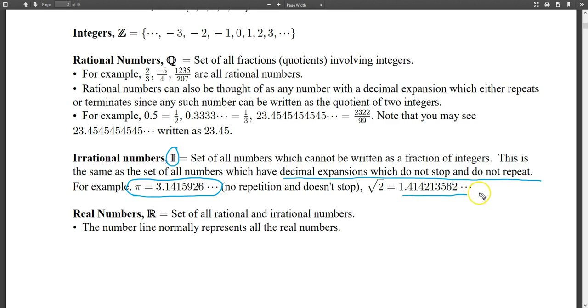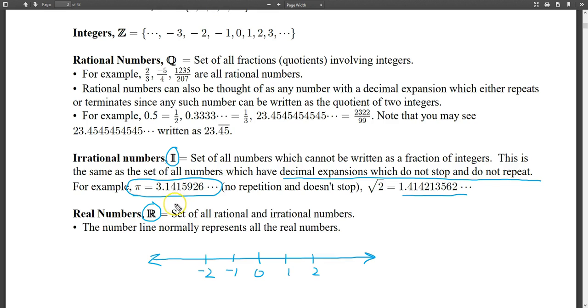Never stops, never repeats. Then we define the real numbers, denoted by R, to be the set of all rational and irrational numbers lumped together. Now normally when we draw a number line, like when you see somebody draw a number line like this, this normally represents the set of real numbers. So we've got rational and irrational numbers lumped together in here. So that's how we define the real numbers.